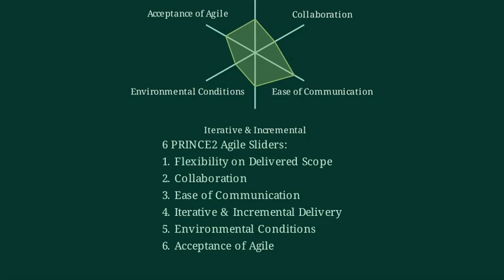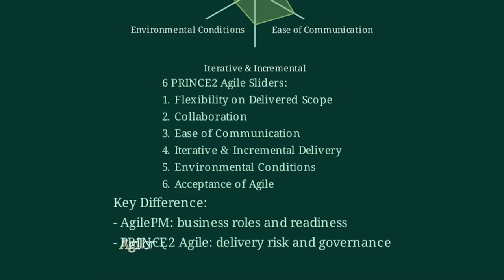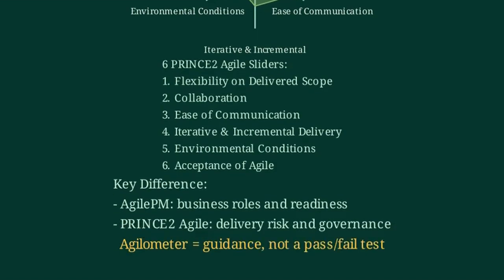The key difference is the focus. Agile PM focuses on business roles and general readiness for Agile. Prince2 Agile focuses on delivery risks and governance constraints. Both Agilometers do not say yes or no to Agile. They show you where to be careful and how to tailor your approach.